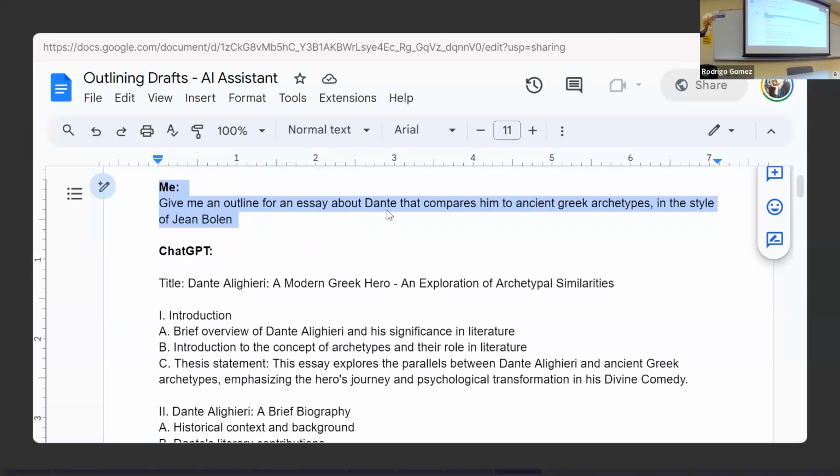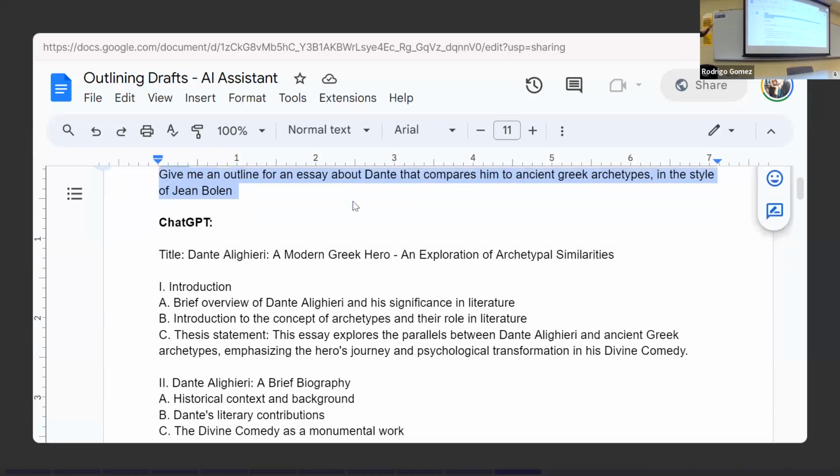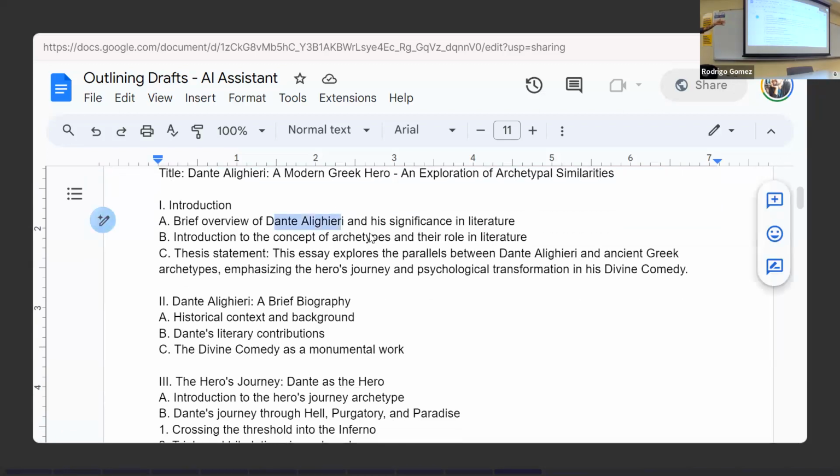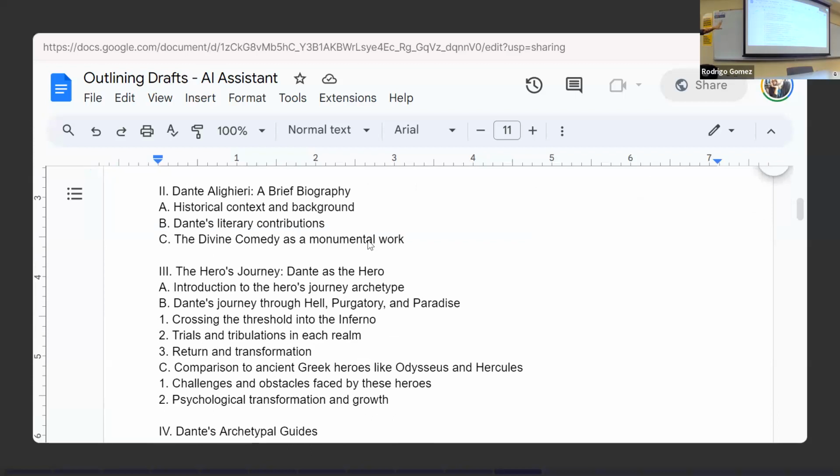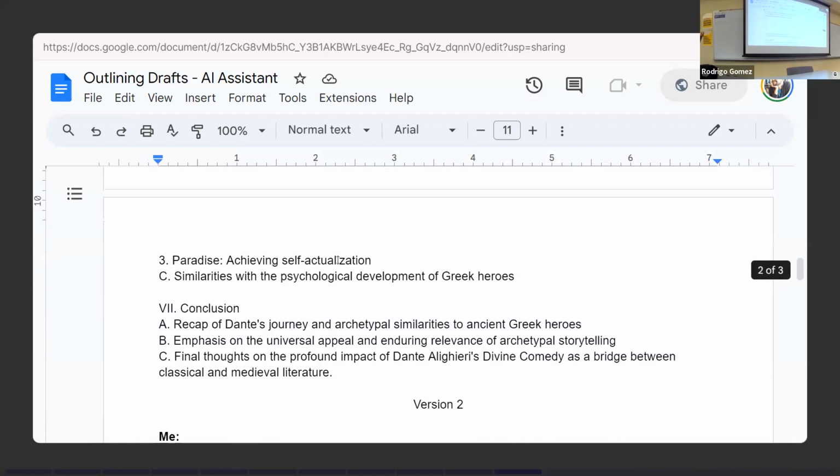Give me an outline for an essay about Dante that compares him to ancient Greek archetypes in the style of Jean Bolin, because Jean Bolin is the author whose work we're using to talk about mythology, and Dante is the character he wanted to write about, because what I'm having them do is synthesize an idea, just connect it back to something, right? Something ancient to something modern. That's really all they're doing. So he chose Dante, except when you think of Dante as educators, you go, Dante Alighieri, of course, right? He's like, not that Dante. I don't even know who that Dante is, right? So this modern Greek hero of Dante Alighieri with his significance in literature, yada, yada, yada. Yeah, that's not it. Sorry, that's not what we want, ChatGPT. Okay, so then what did we do next?